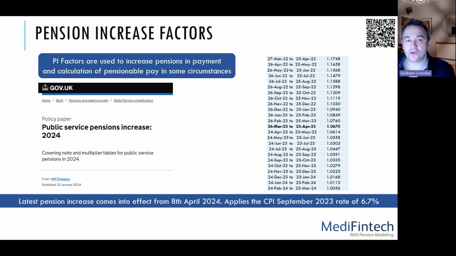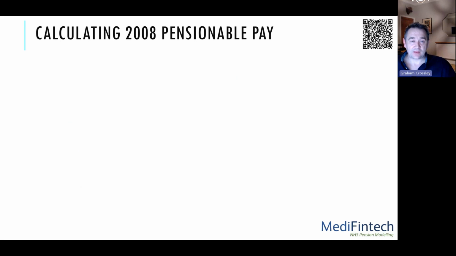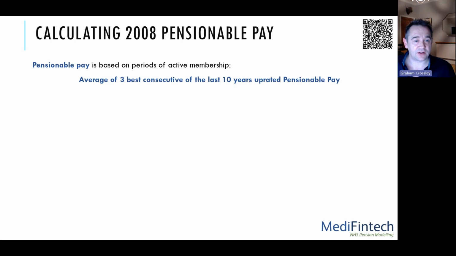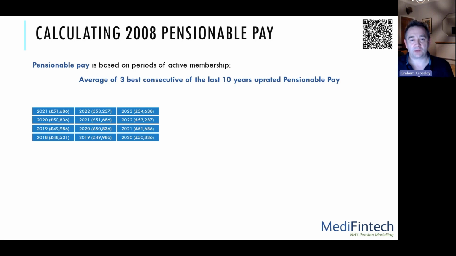So this is actually used in the pensionable pay calculations for 2008. And unfortunately, 2008 calculations are ridiculously complicated. So thanks again to that Facebook group, because this is the case study, and we'll start going through some of their details now. But again, pensionable pay is based on periods of active membership, and it's that average of the 3 best consecutive of the last 10 years uprated pensionable pay.